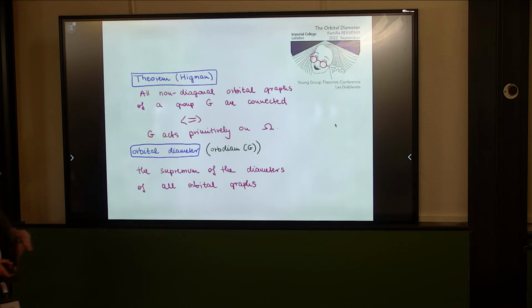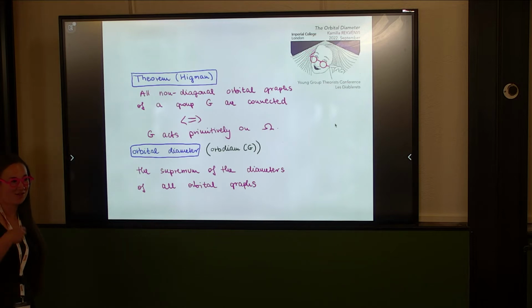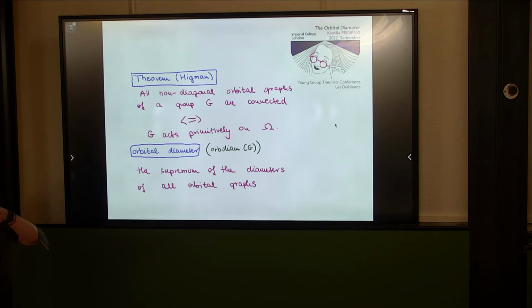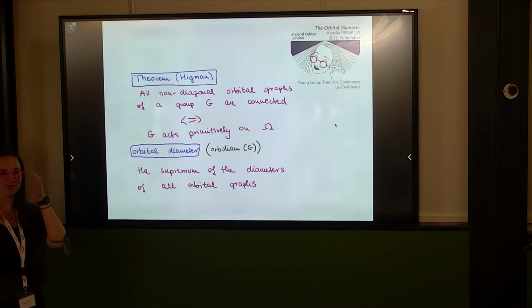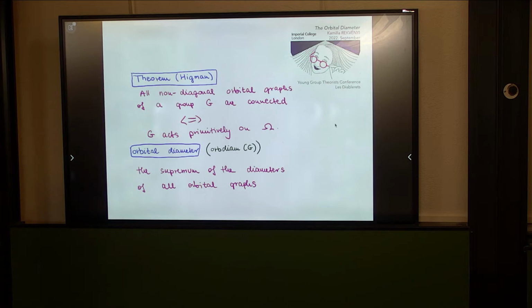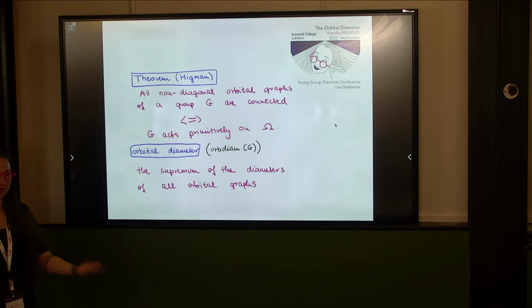Anyway, so now there is a theorem by Higman, which says that for a group G, all the non-diagonal orbitals are connected if and only if the action of G on omega is not only transitive but primitive, which we learned from Cheryl what it means, so it doesn't fix any non-trivial partition of omega. And so we can now define the orbital diameter of primitive permutation groups. And it is just the supremum of the diameters of all the orbital graphs that it has. And we'll denote it by orbital diameter.